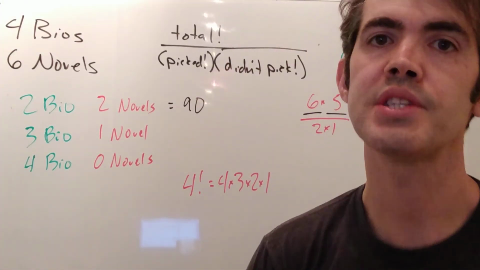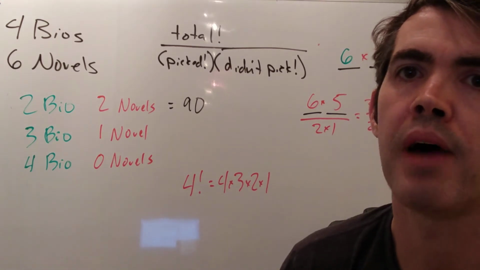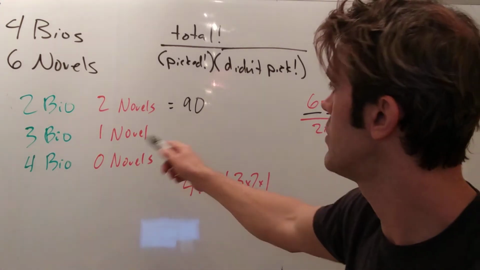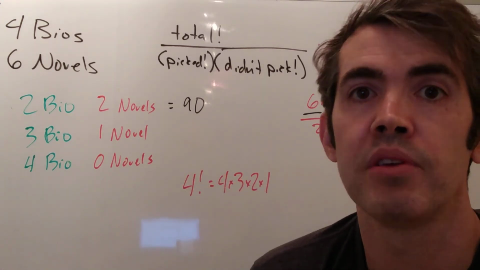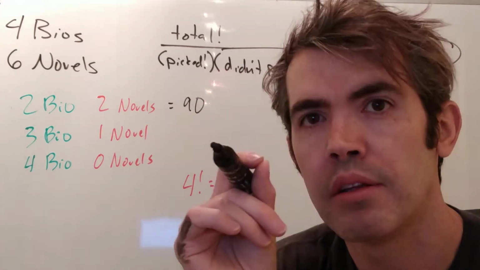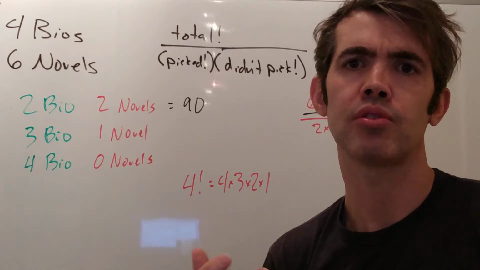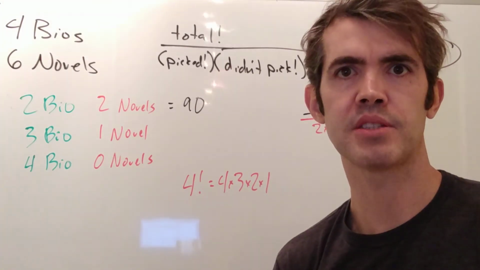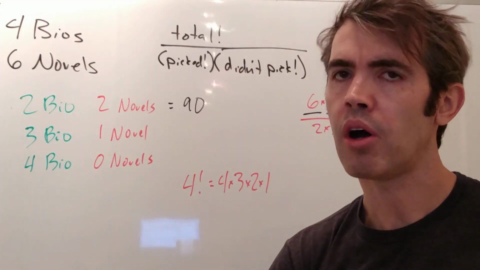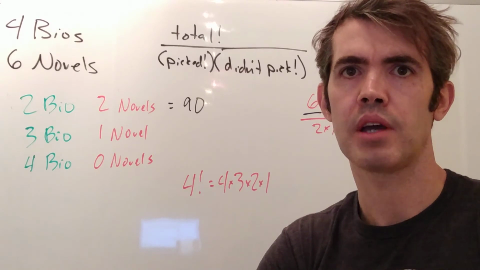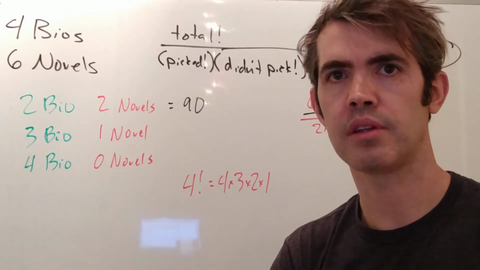All right. So in the first scenario, there's 90 different ways to read 2 bios and 2 novels, but we haven't figured out these other ones yet. Don't be scared. It's actually going to be easy. But a test strategy: a lot of problems, if you're halfway through a problem and you've made some progress, you should always check answer choices. Okay, especially if I only have like 10 seconds left on the test.